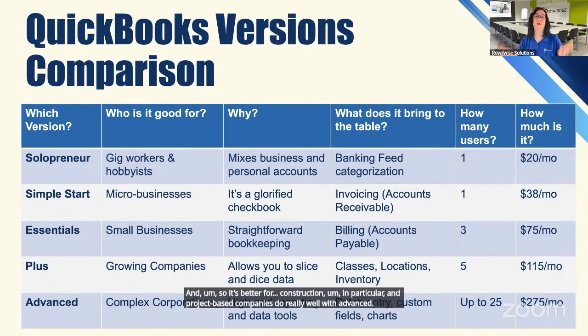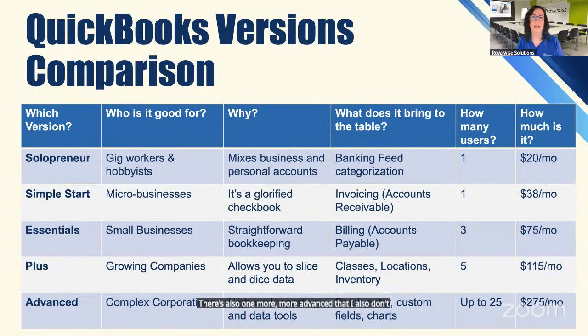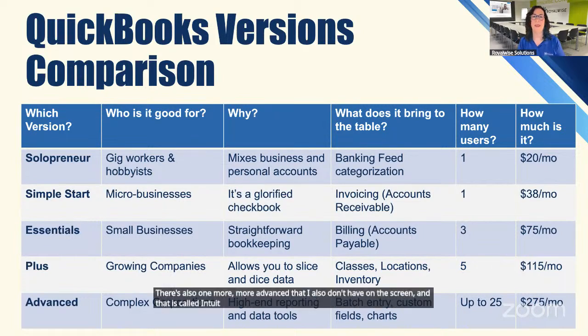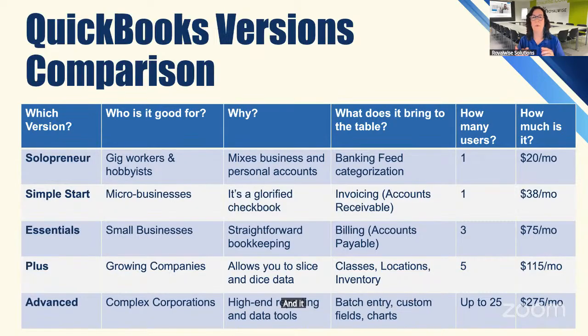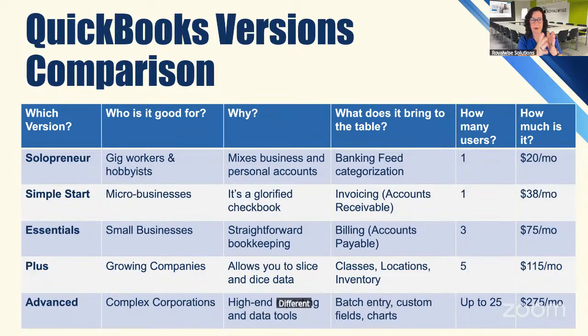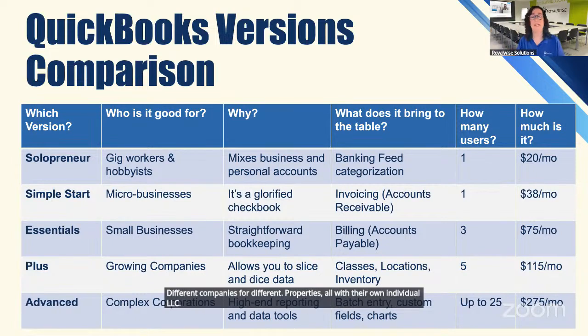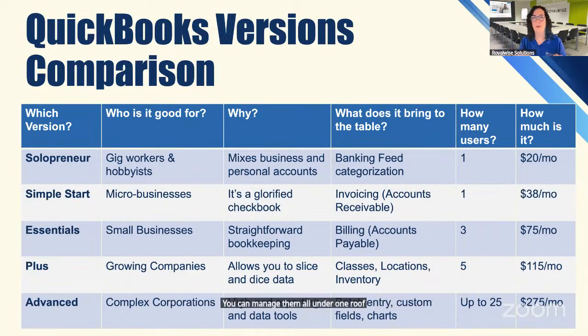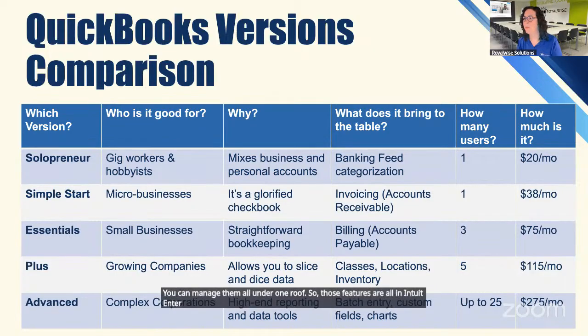There's also one more advanced that I also don't have on the screen, and that is called Intuit Enterprise Suite. And that's for mid-market companies that are making somewhere between $1 and $5 million in revenue. And it has more tools for construction, more tools for manufacturing, more dimensions for your reporting, and it's multi-entity. So if your company is, maybe, a holding company with different companies for different properties, all with their own individual LLC, you can manage them all under one roof. So those features are all in Intuit Enterprise Suite.